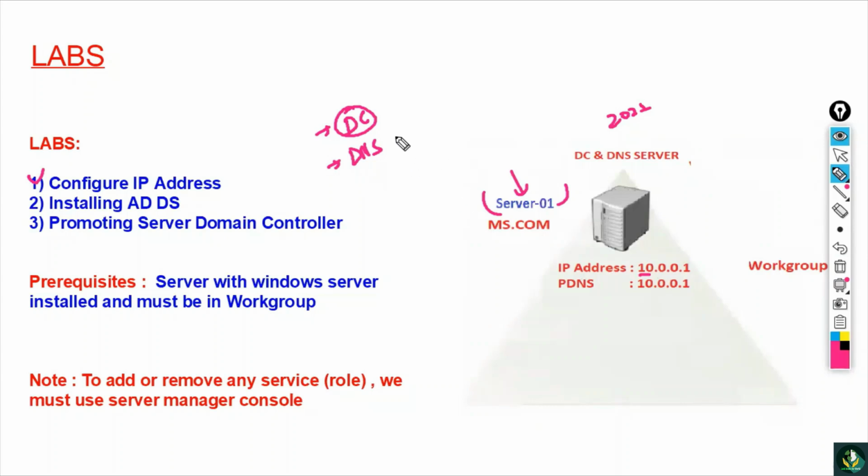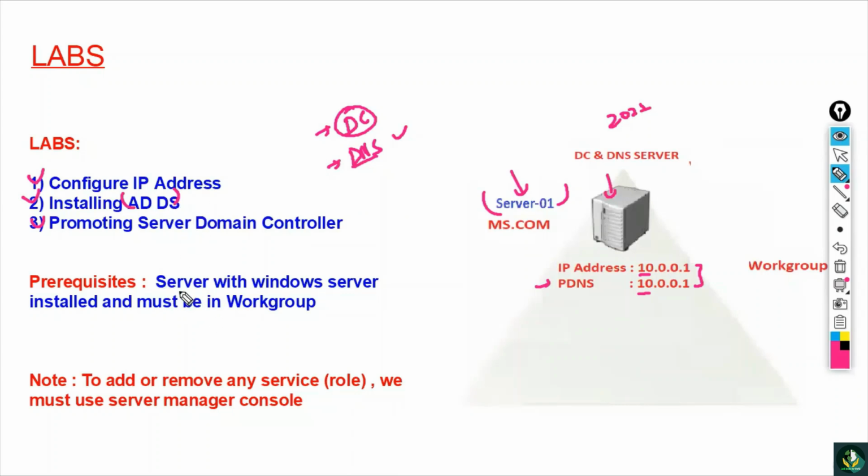And as we have discussed, when you configure the domain controller, the DNS service gets installed. So the preferred DNS will be 10.0.0.1, same as the IP address. Then we will install the ADDS. After installing ADDS, we will promote this server to a domain controller. So guys, you need to remember this point. Installing ADDS is not enough to make this server a domain controller. We need to promote this server to a domain controller after installing ADDS.